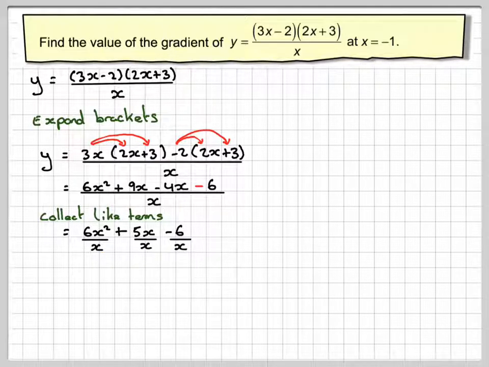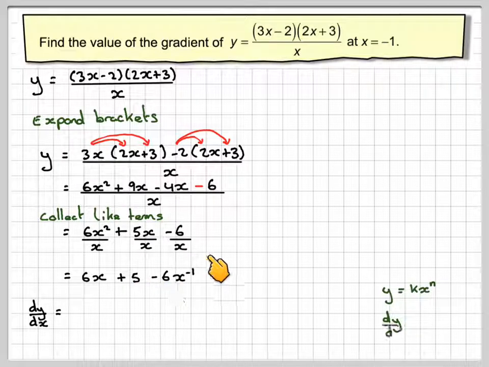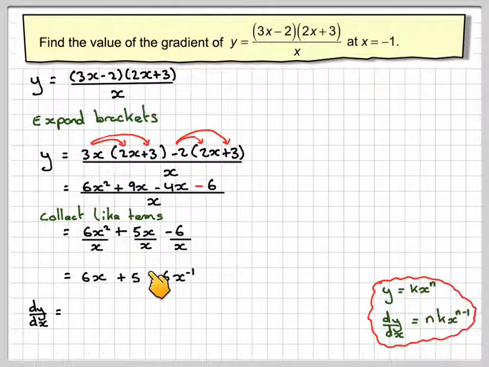The reason for doing so is now I can do 6x squared divided by x, which gives me 6x, 5x over x, which gives me 5, and then minus 6x, and now 6 over x means x to the minus 1. And now I'm in the process of differentiating. So remember, I've got to do quite a bit of preparation before I can actually differentiate.